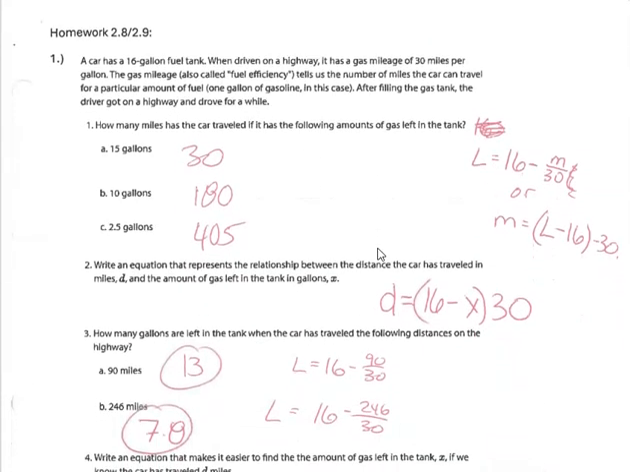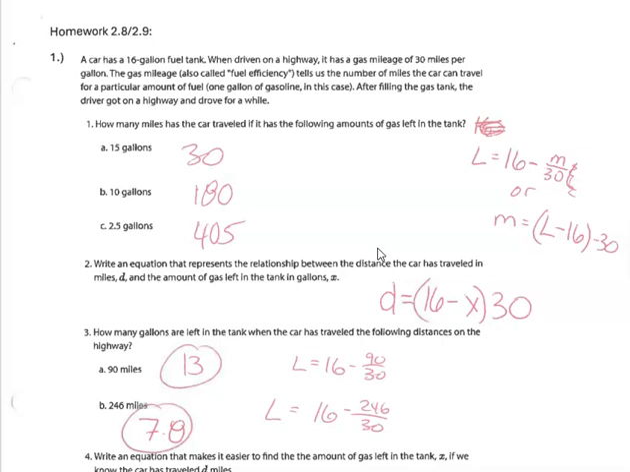Now, when we go over the homework here, homework for 2.8 and 2.9, it's the same concept here. They're talking about a situation where a car has 16 gallons for a fuel tank and they get 30 miles per gallon. So you have the understanding that every gallon that goes away was 30 miles they drove. And they have, in part 1, you can figure out how many miles they drove if they had 15 gallons left, 10 gallons, or 2.5 gallons.